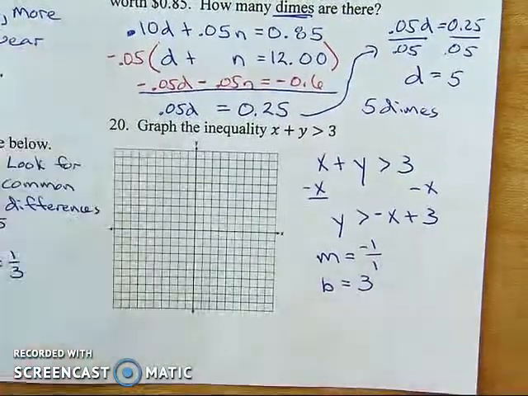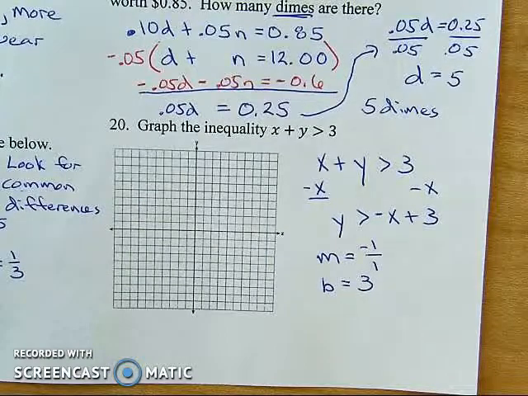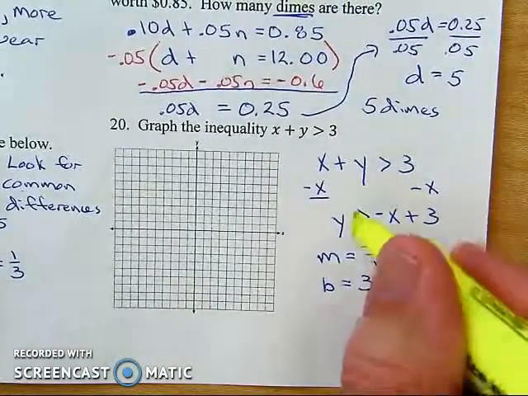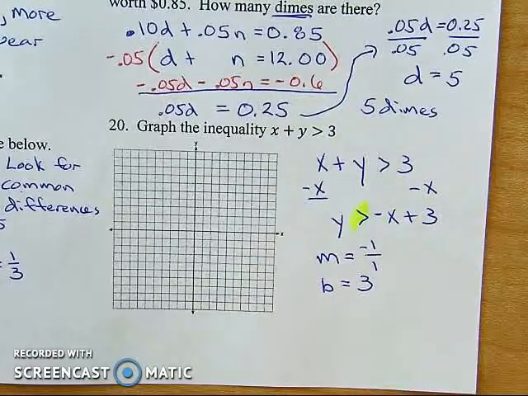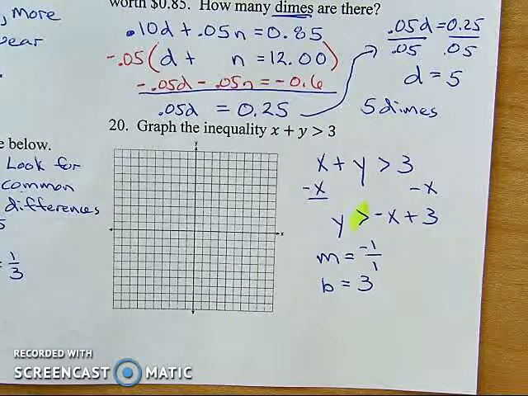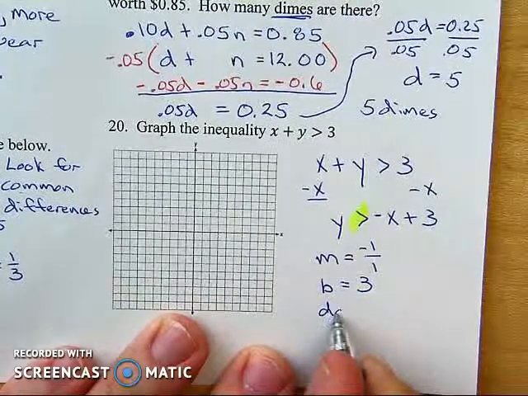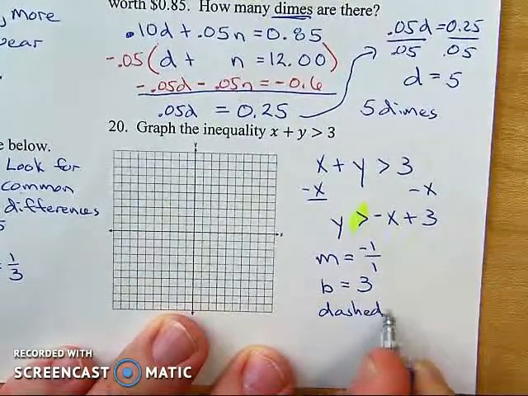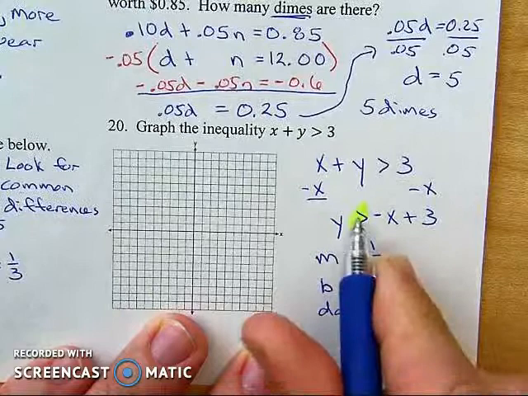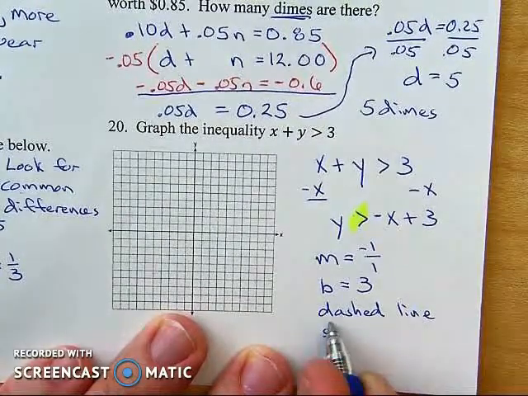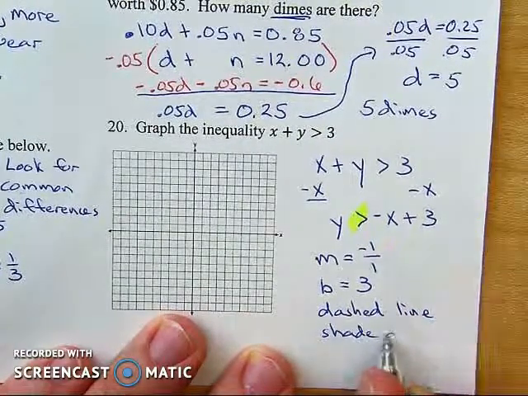But there's also something we have to consider. This symbol, the greater than symbol, means we have to make the line dashed. So I'm going to write dashed line. And also, because it's greater than, we're going to shade above.